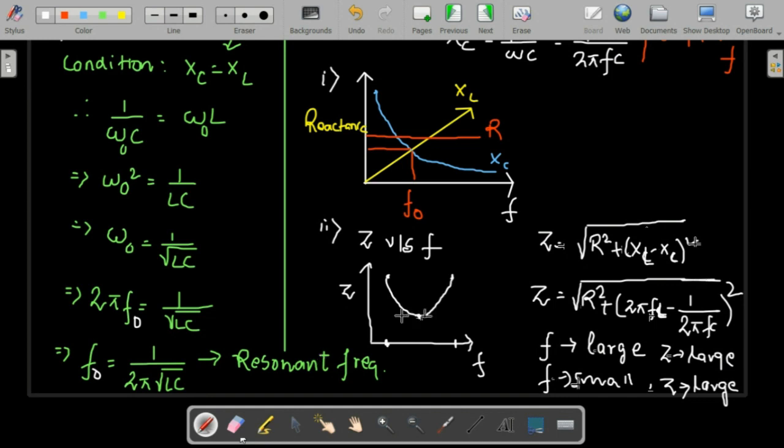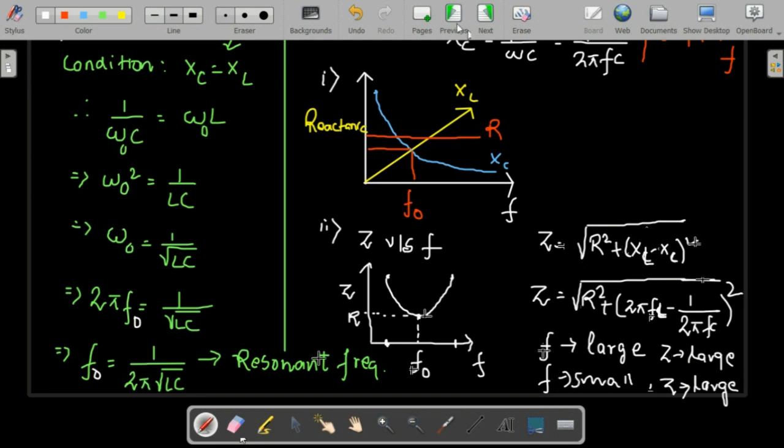So this is my minimum value, and minimum means it will be giving me the resistance. That means that at this particular point you are also going to get your resonant frequency, because that is the minimum value, and that is how you can plot the graph. Similarly, we can plot the graph for current versus frequency as well.